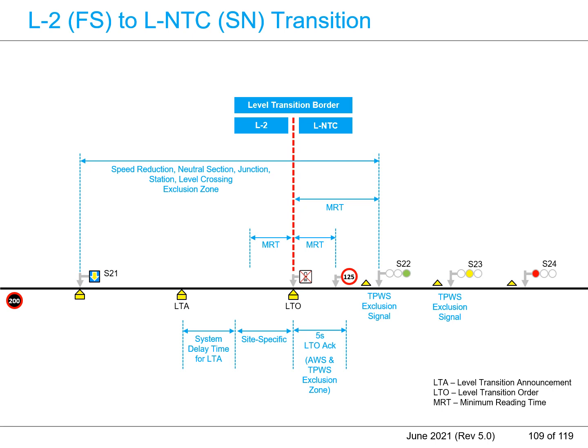Signal S22 is the first signal for the 3-aspect color light signaling line. The first signal and the second signal after the LTO location are signals that do not require TPWS-OSS fitment, to avoid potential conflict of permitted speed between the ETCS and the TPWS. The level transition order, LTO balise group location, is relative to the first signal S22.